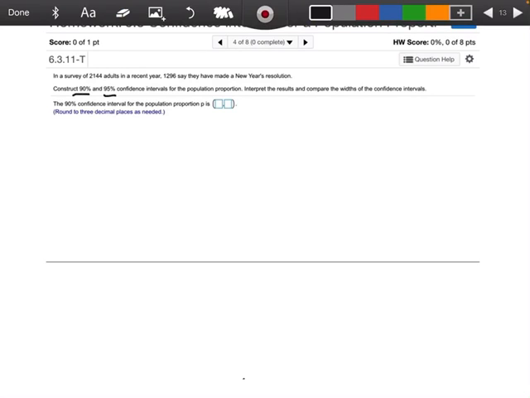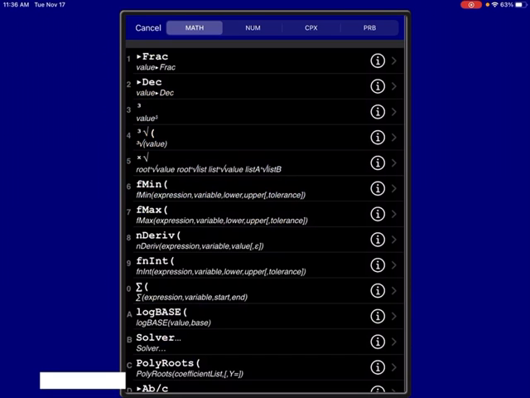Okay, so before we do our confidence intervals, let's find our p-hat. The way we're going to find our p-hat is we're going to take the number of people who said yes, this is our 1296, divided by n, because we surveyed 2,144 people. Let me take my calculator. 1296 divided by 2144. Let's convert this to a decimal, and I'm coming up with 0.6044.